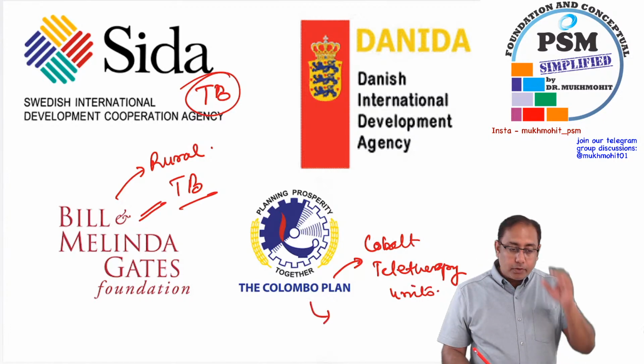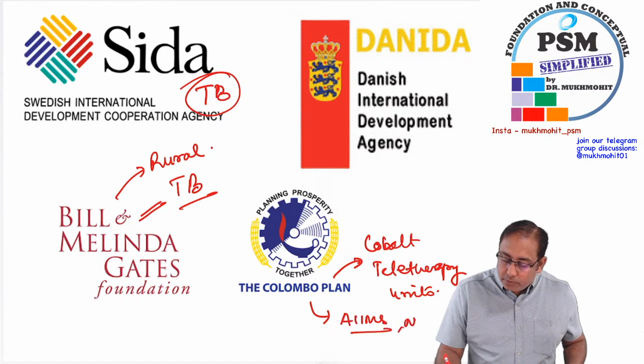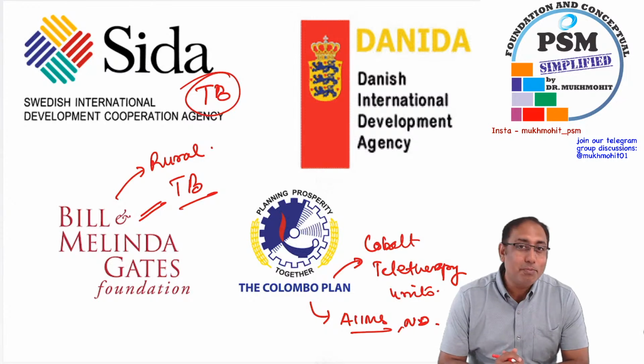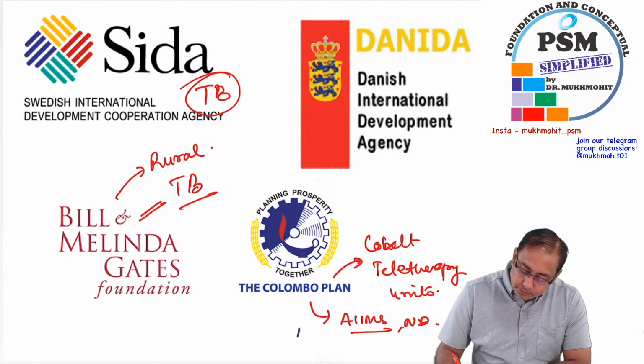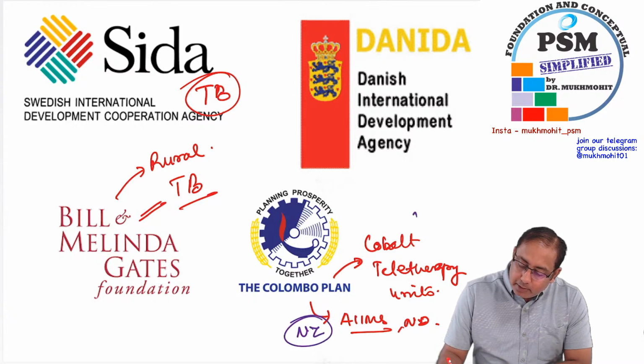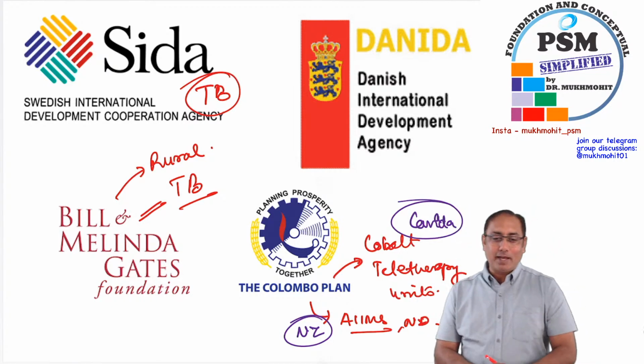And the Colombo plan also gave us the grant for All India Institute of Medical Sciences, New Delhi. Remember, All India Institute of Medical Sciences was given by the grant from New Zealand. And cobalt therapy units was from Canada. And these all were under the Colombo plan.